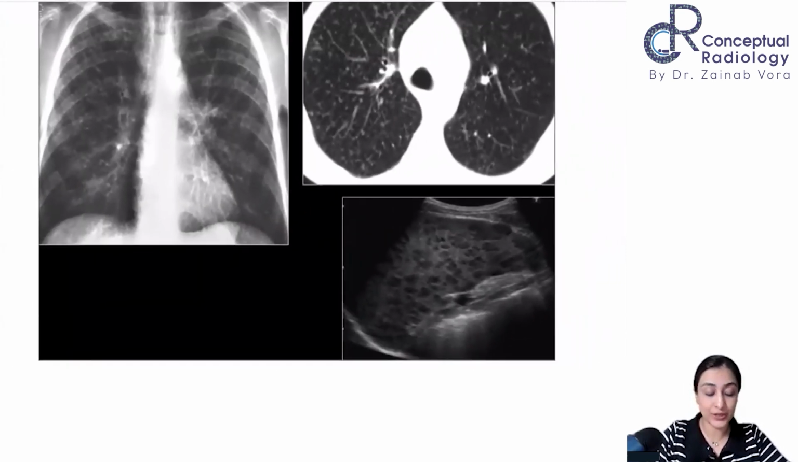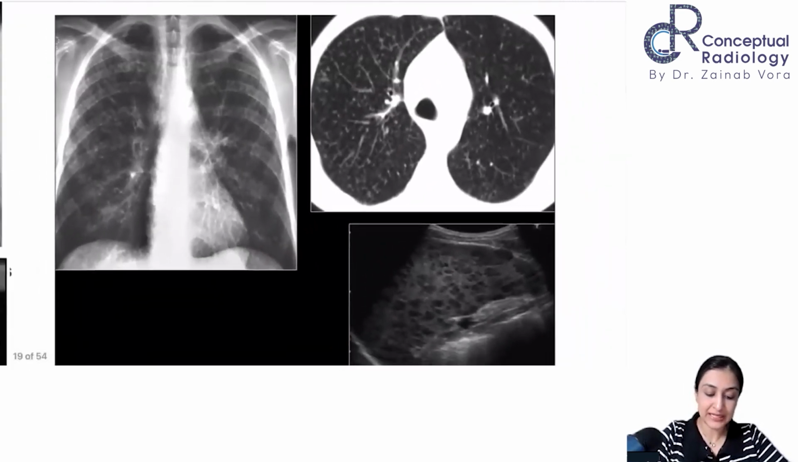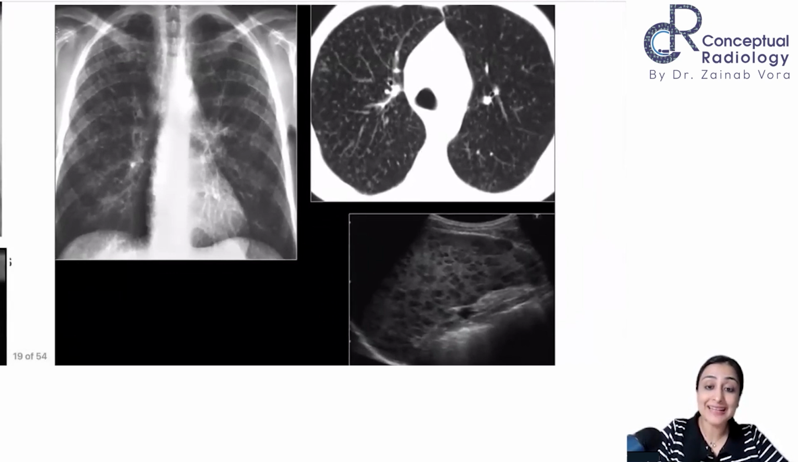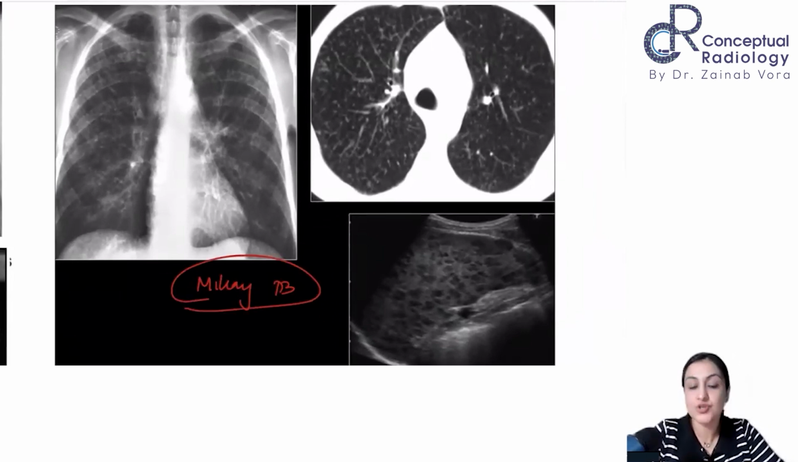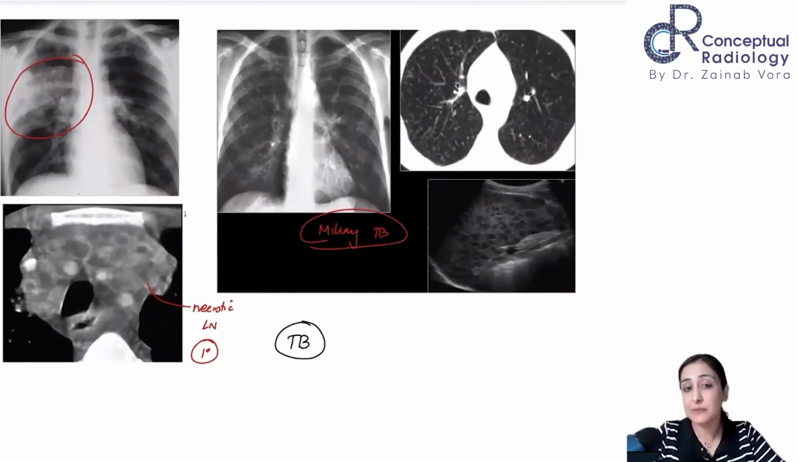CD4 count, and look at this here. What do you see, everybody? You can see randomly arranged bilateral millet-shaped nodules, miliary TB, and in the same patient, you can see your spleen also having these nodules. So this is hematogenous spread affecting diffuse organs, right? So miliary TB is your primary progressive TB, again associated with lower CD4 count.